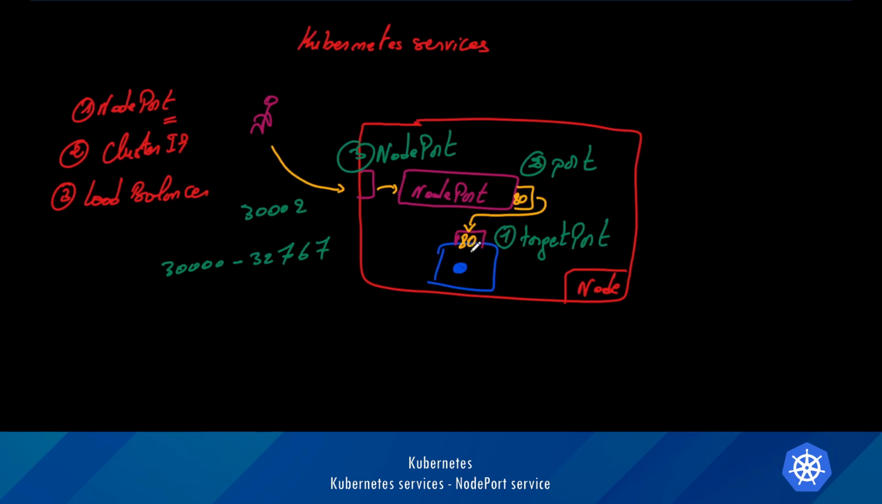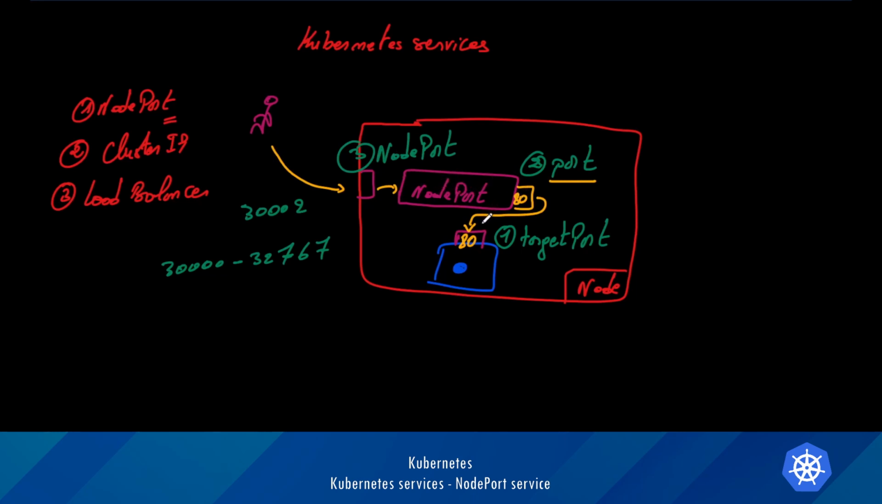So the target port is the port of the pod where our application is running. When we talk just about the port, we talk about the port of the NodePort service. And the node port is the port on the node that we open using the NodePort service.